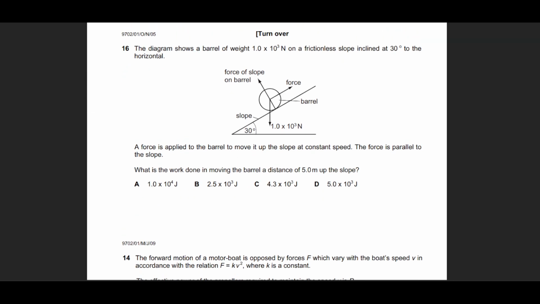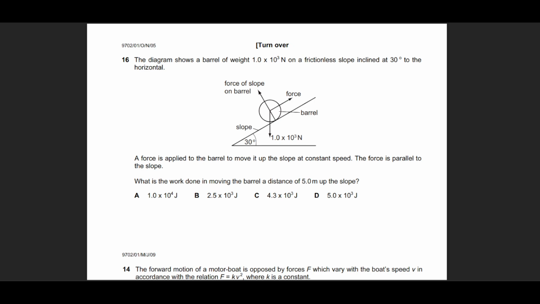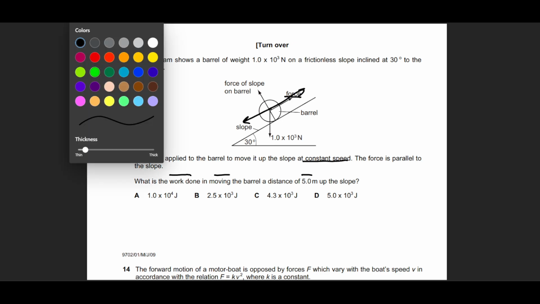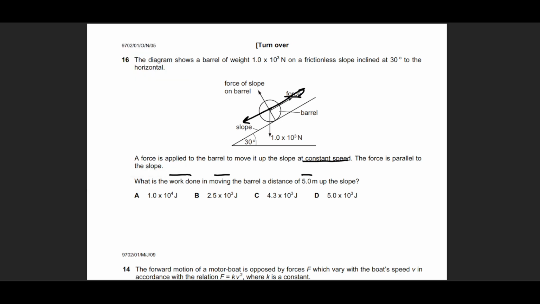Just another second part of another question. Question number 16, again similar idea, similar attitude. You can pause the video to see the question. I'm going to directly solve it. He says, what is the work done moving the barrel a distance of 5 meters up the slope? In this question, this force is not known. We don't know what that force is. But since he says that it is moving at a constant speed, I can guarantee that this upward force will be equal to this downward force. Now, the downward force is going to be found by the component of weight, which is already given to you over here with the angle of 30 degrees.